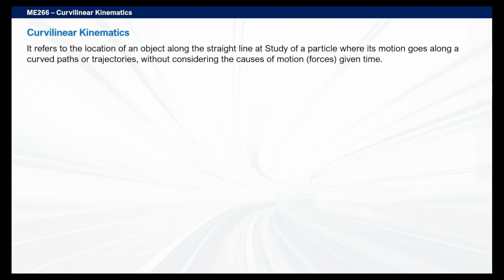Okay, so some definitions lang muna. Curvilinear kinematics refers to the study of a particle where its motion goes along a curved path without considering the causes of motion given time.